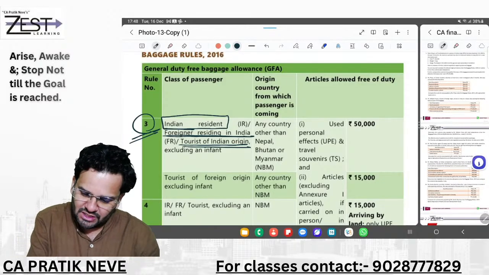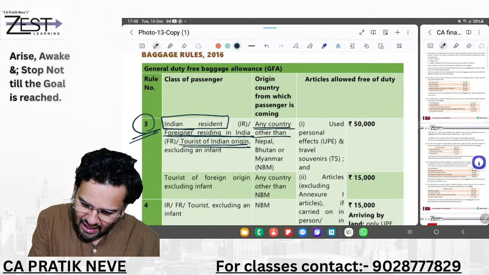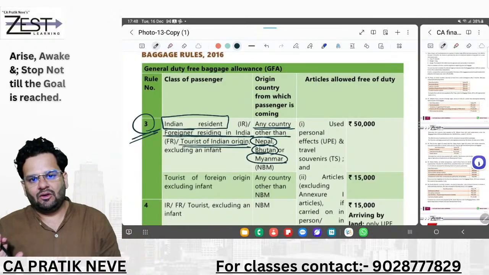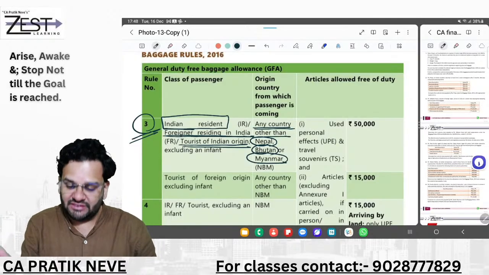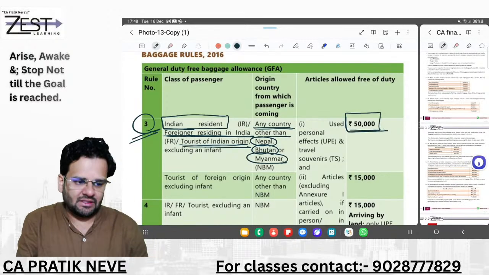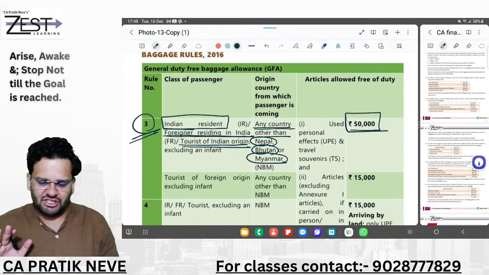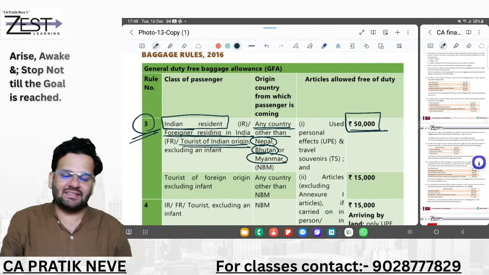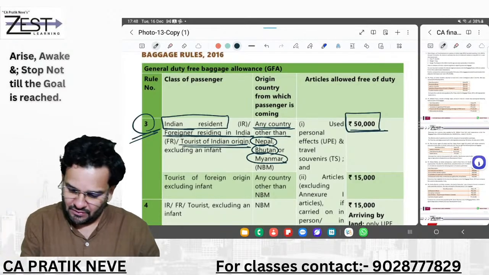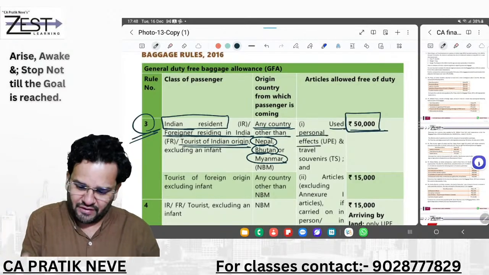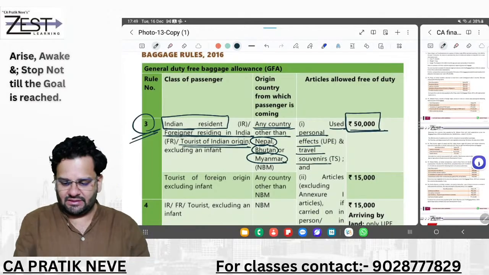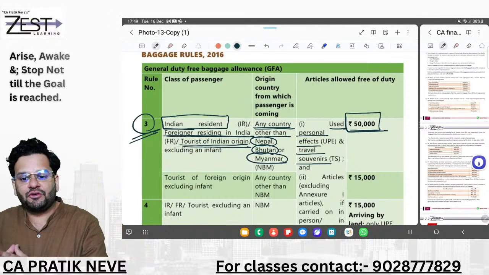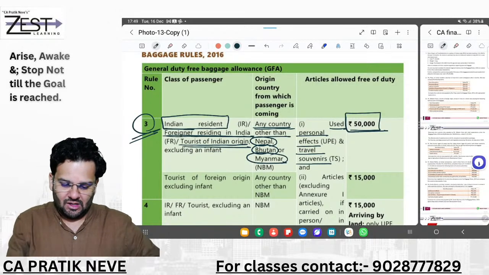If you are coming to India from any country other than Nepal, Bhutan, Myanmar, then the general free allowance for you is rupees 50,000. How much is the GFA for you? Rupees 50,000. And what else is allowed free in your baggage? Used personal effects and travel souvenirs are allowed duty free in your baggage, apart from this 50,000 rupees of goods.